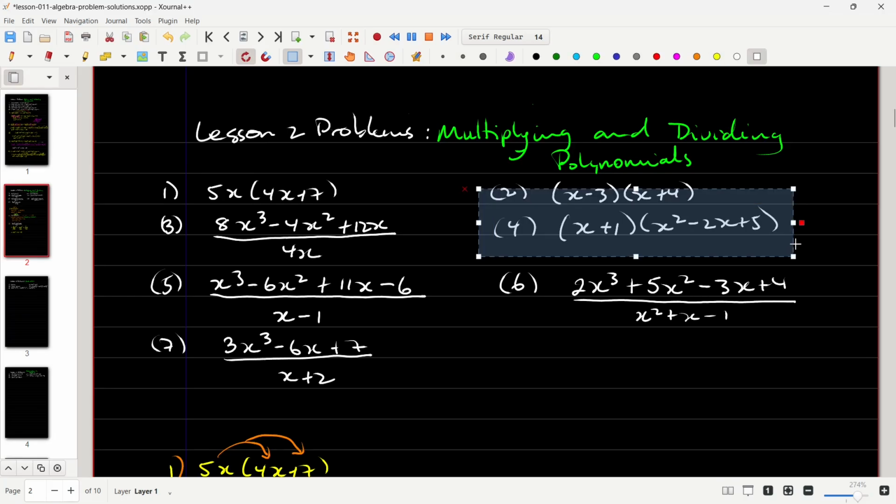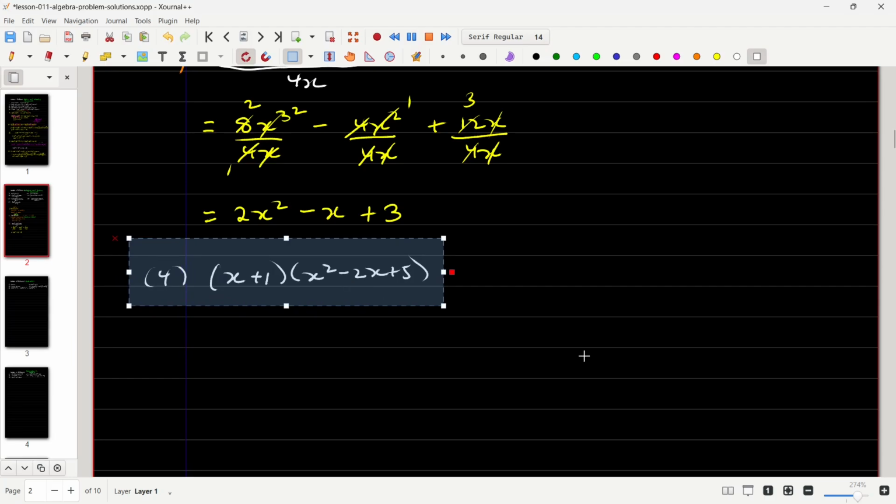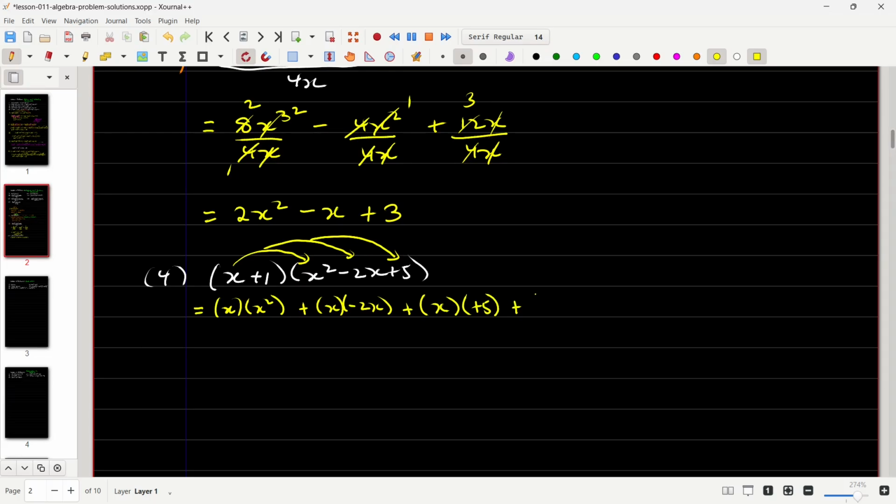So number 4, which is this one here. And we're going to take the distributive law and apply it here as well. So I'm going to take this multiply by this, multiply by this, and this multiply by this. That's the 3. So let me just write that out. So I'm going to have x into x squared plus x into minus 2x plus x into positive 5 plus, and then we're going to do the same thing with the others. So I'm going to take this, multiply it here, take this, multiply it here, and take this and multiply it here.